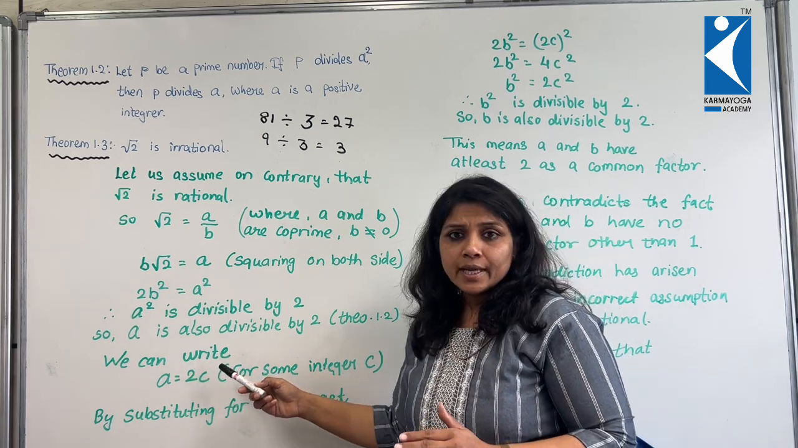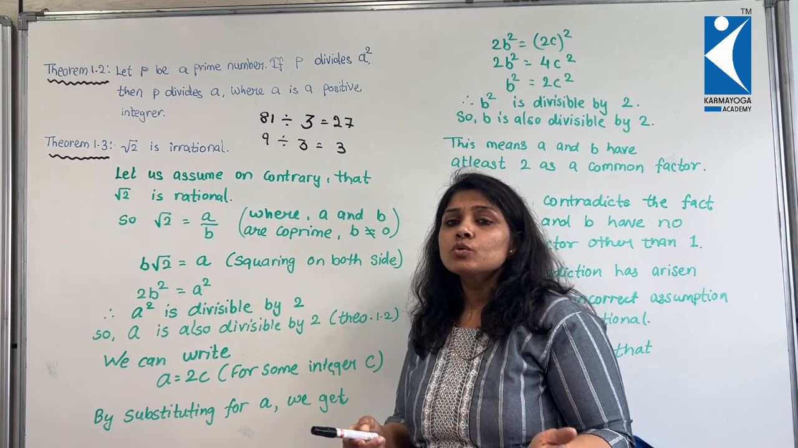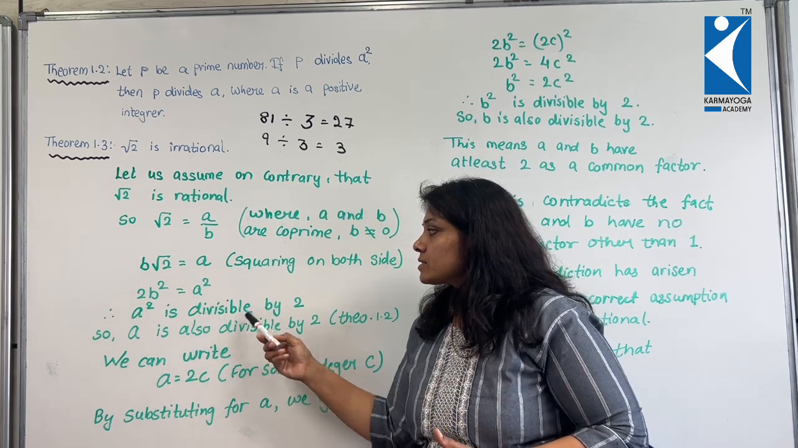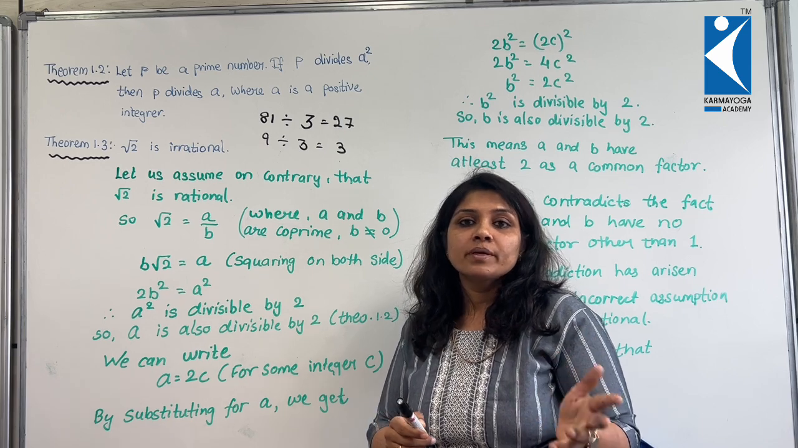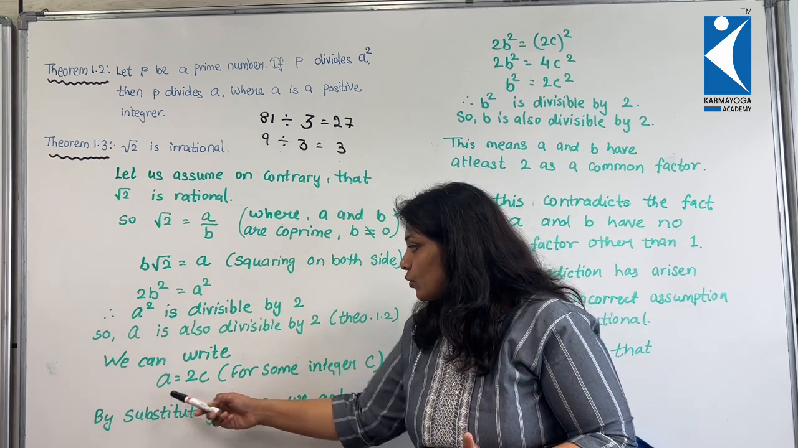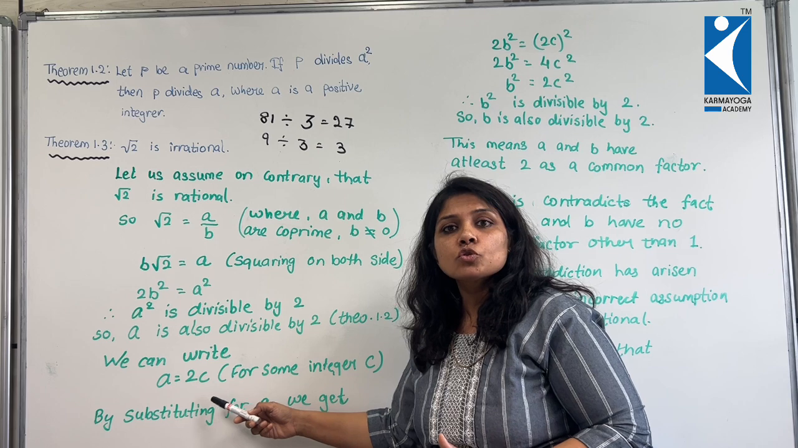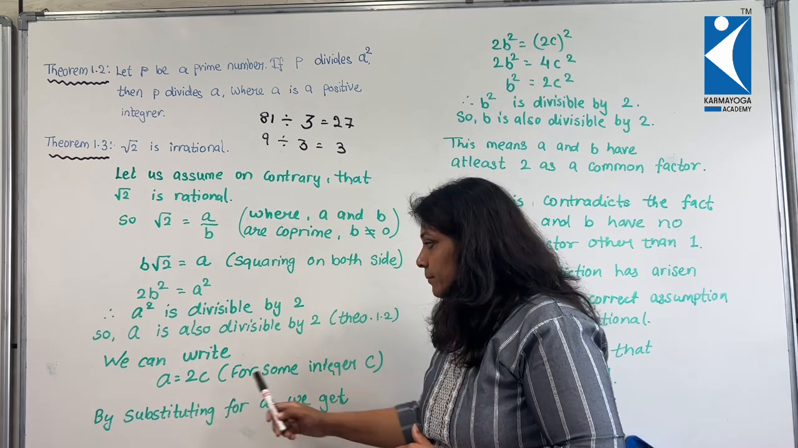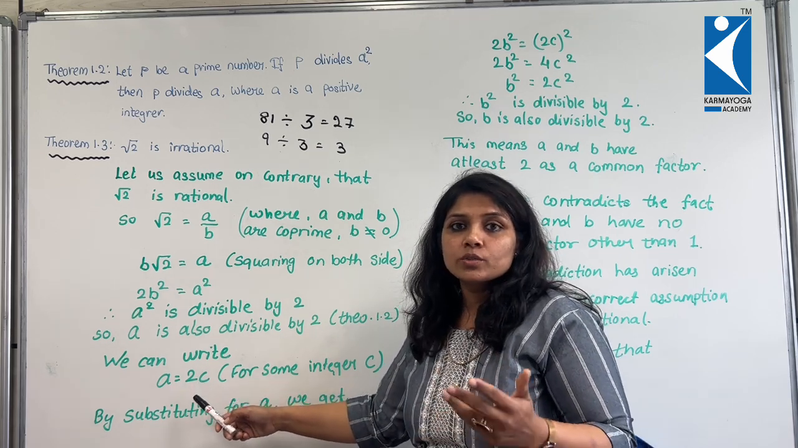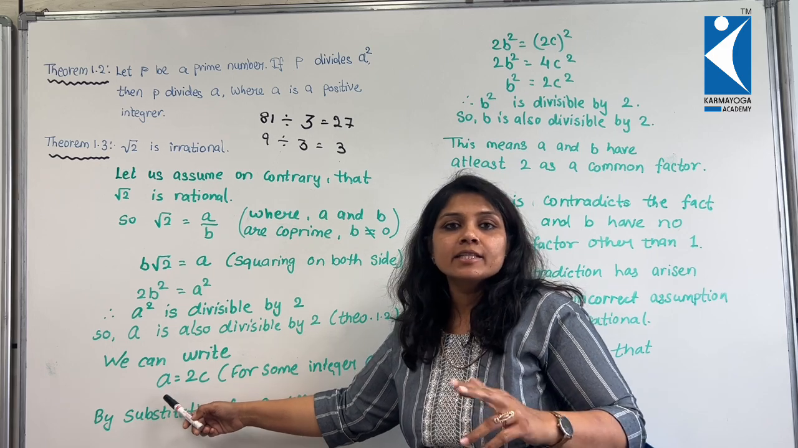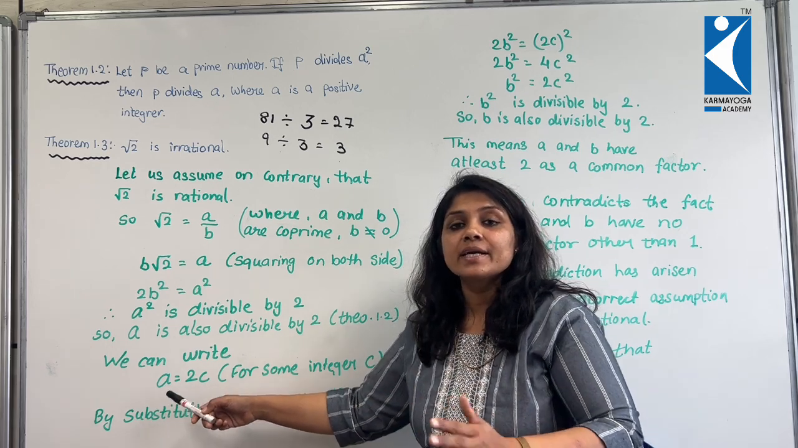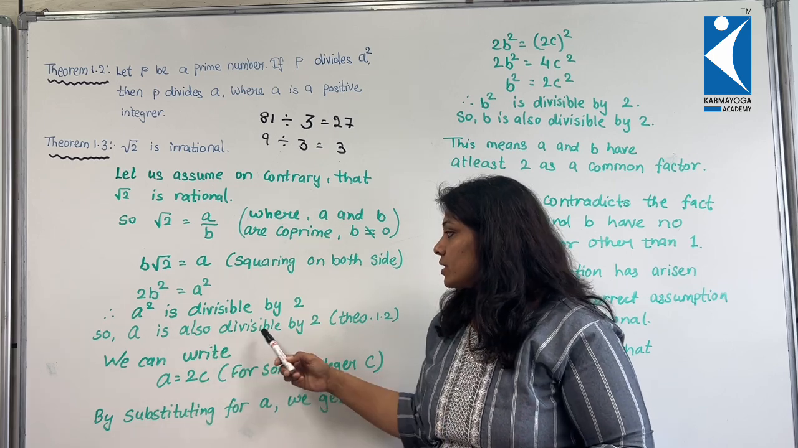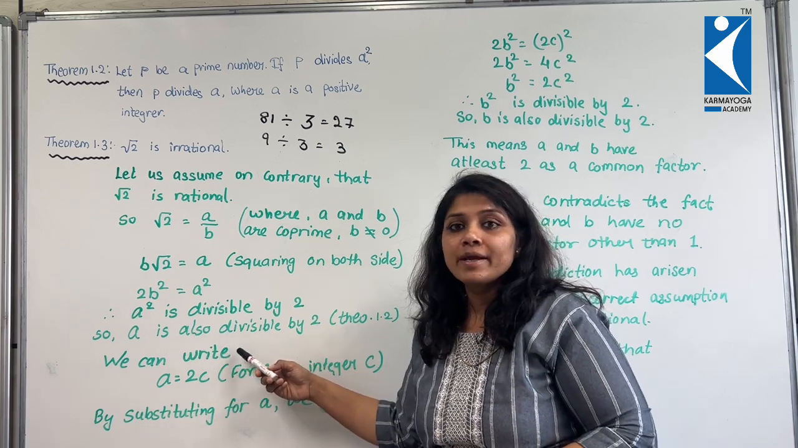We can also take a equals 2c, as a is divisible by 2. So all the multiples of 2 will be divisible by 2. So we can also write a is equal to 2c for some integer c. c is any number, 1, 2, 3, whatever we take, a will be divisible by 2, because the multiples of 2 will be 2, 4, 6, 8, so they will all be divisible, as we just saw that a is divisible by 2.